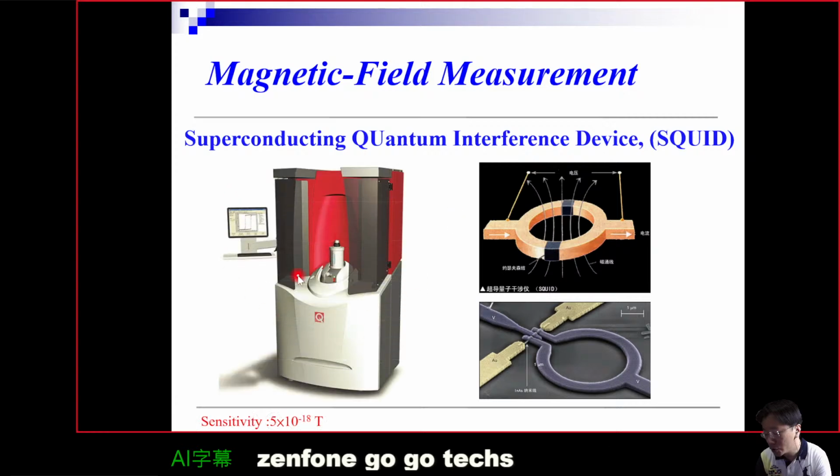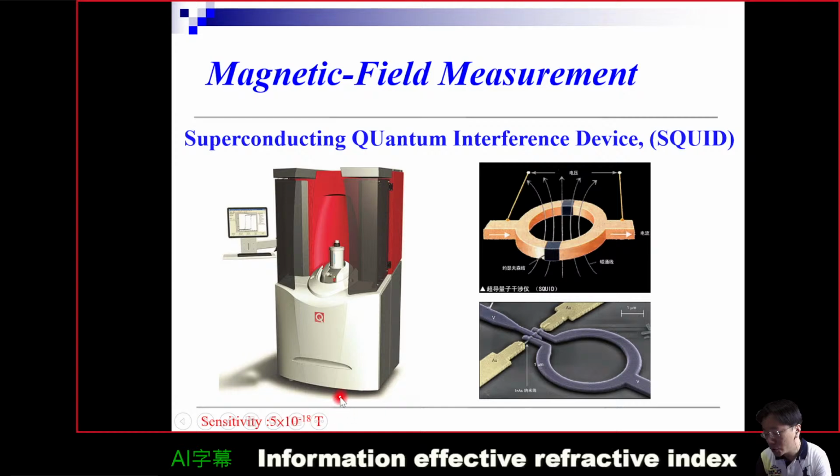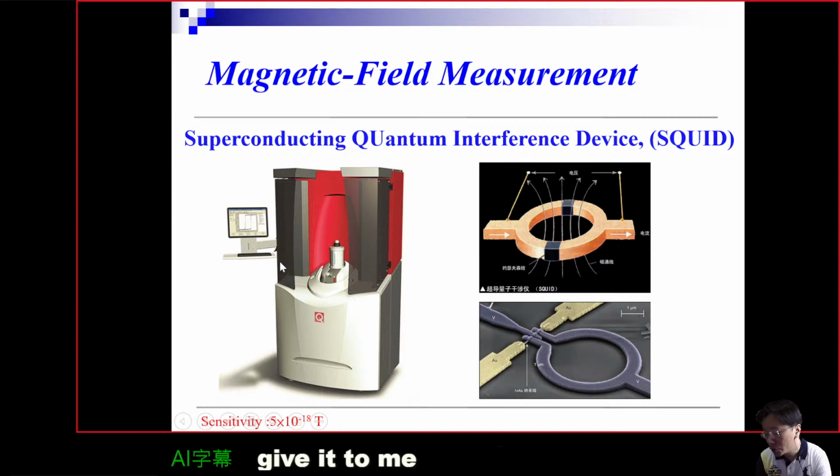And this is a practical one. This is a real machine made with a SQUID, and it is the most accurate instrument we have to measure the magnetic flux. The sensitivity is about 5 times 10 to the minus 18 Tesla. Okay, that is extremely small.